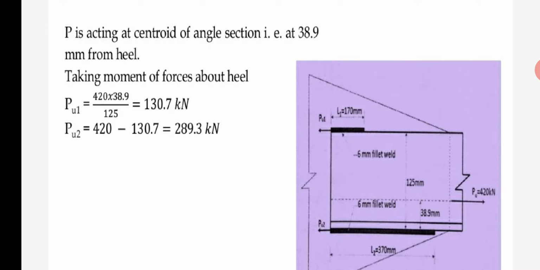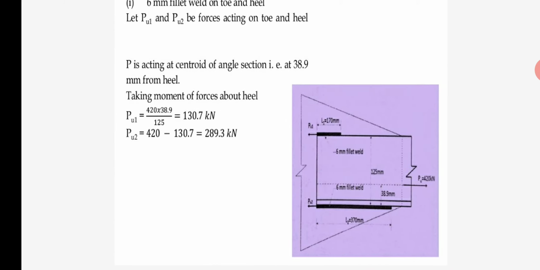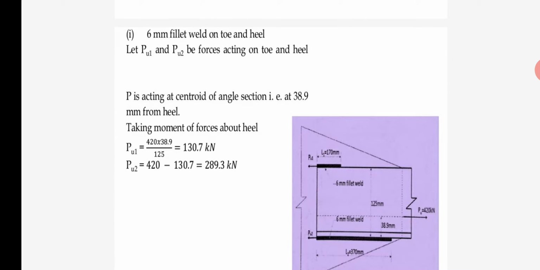So PU1 is equal to our P, 420, multiplied by 38.9 divided by 125, where 125 is the size of the angle. So PU1 we calculate as 130.7 kilonewton. The total load we transfer or resist is 420. So PU2 is equal to total P minus PU1. It means PU2 is 289.3. So in our first step we calculated PU1 and PU2, the forces acting on toe and heel respectively.